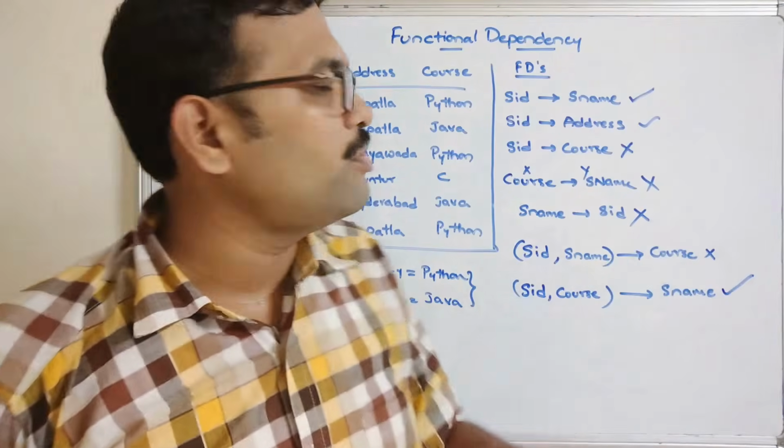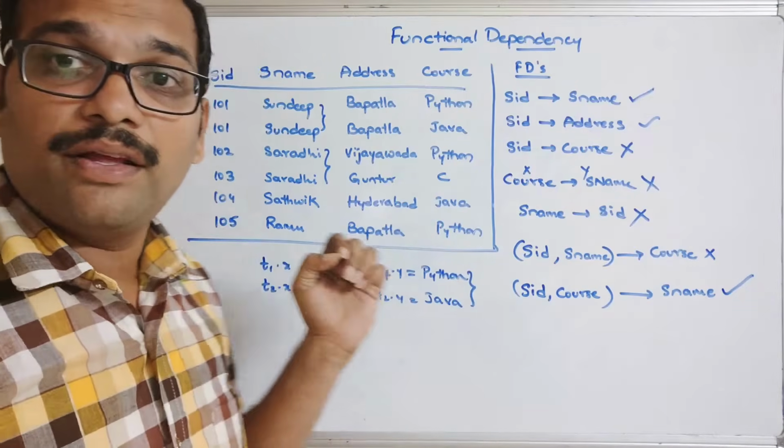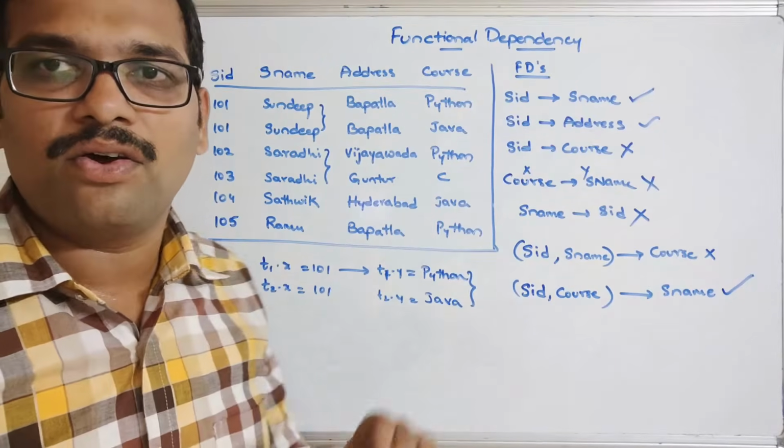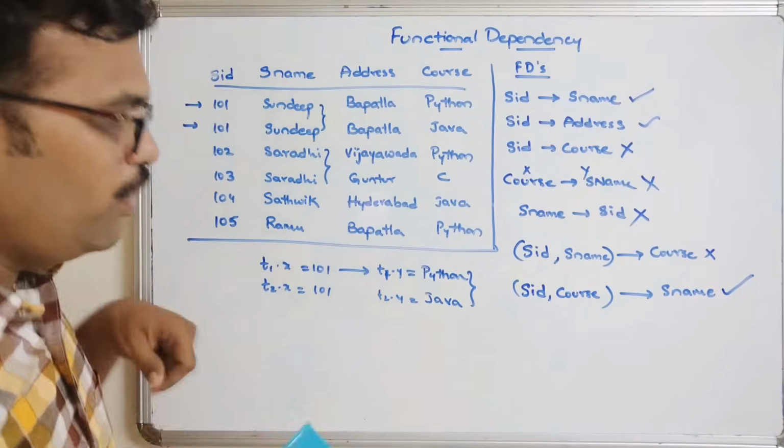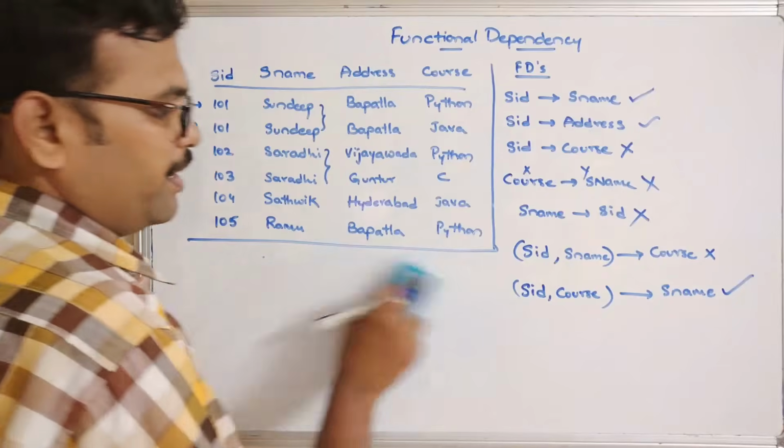Like this, we have to find out all the possibilities and check the functional dependencies, whether they follow the constraint or not. Now coming to the full functional dependency and the partial functional dependency.